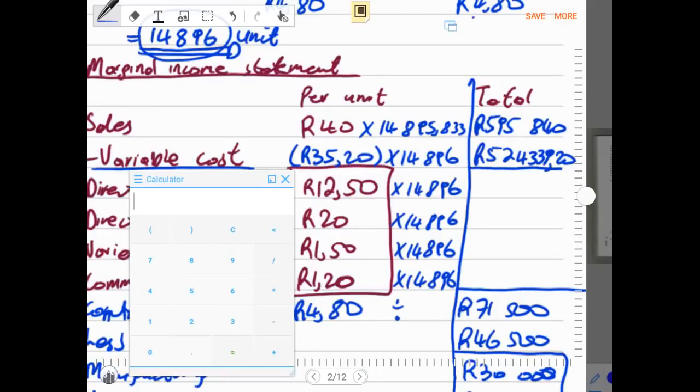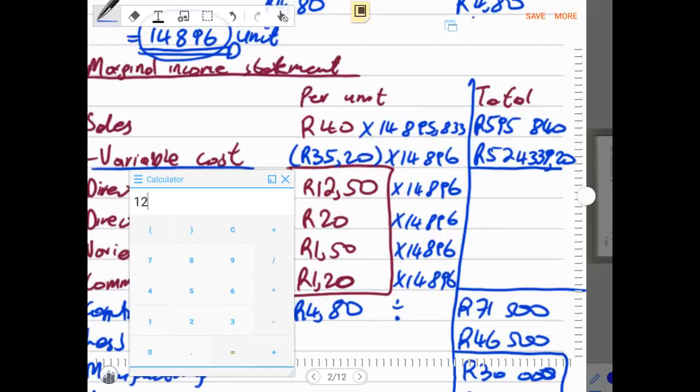So now we get that's an amount of 595,840 minus 35.20 times by minus 524,339.20, and that gives us 71,500 with just comma 80 cents. That is the issue of decimals. I don't want to go back and just take all the decimals now. Then we do the same calculation.